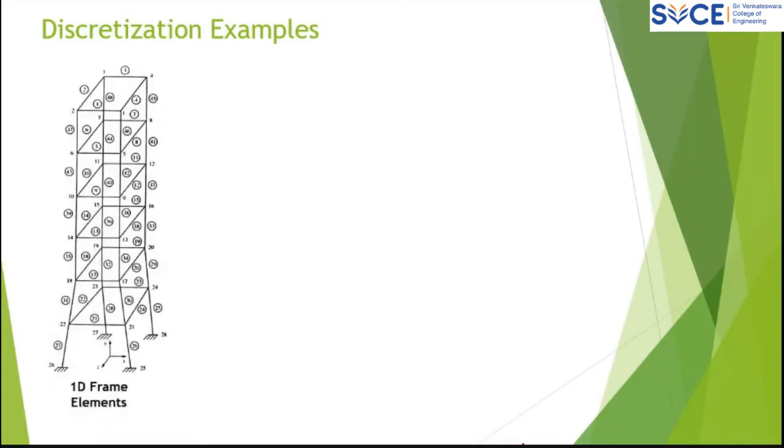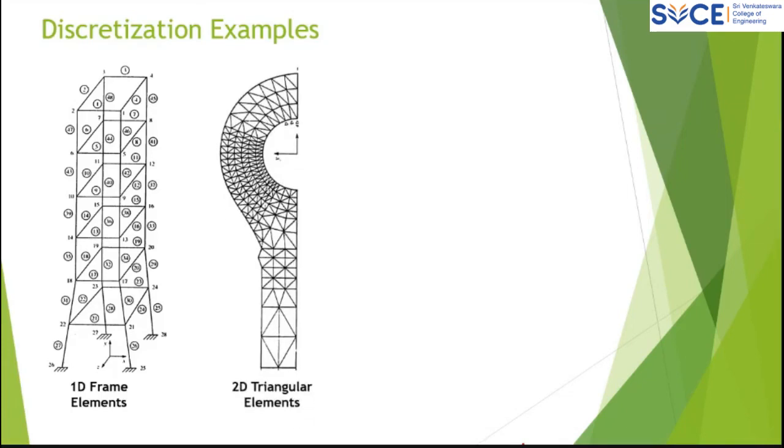These are some discretizations you can see. This is for a one dimensional frame. Let me consider you have a telephone tower; I am considering it as a one dimensional problem. This is how I can split it. This is for 2D, something like a connecting rod. You can see there are lots of triangles here, so the element is a triangular element.